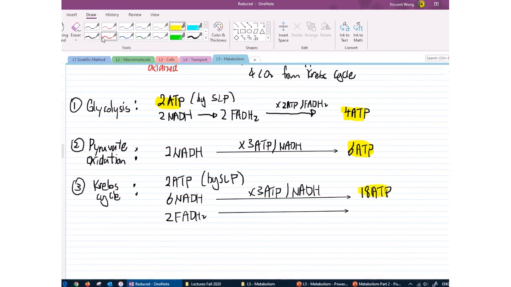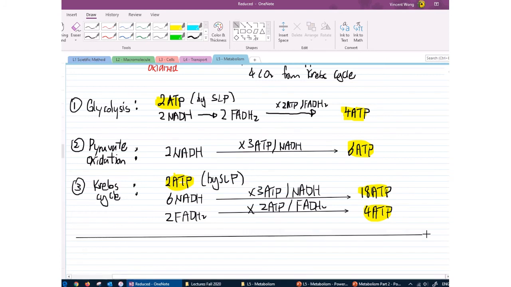And for the FADH2, they will be depositing the electron at a lower point on the ETC, so only 2 ATP per FADH2. And that's going to be 2 times 2, which is 4 ATP. Okay? And so, we can, oops, I forgot to highlight this one. So now we can add it all together.